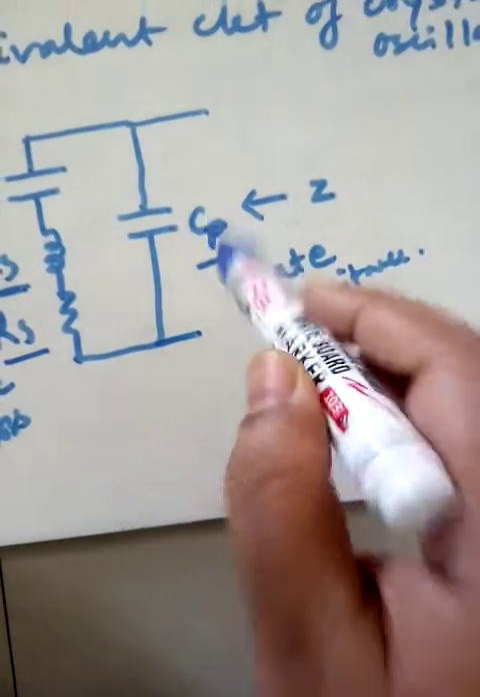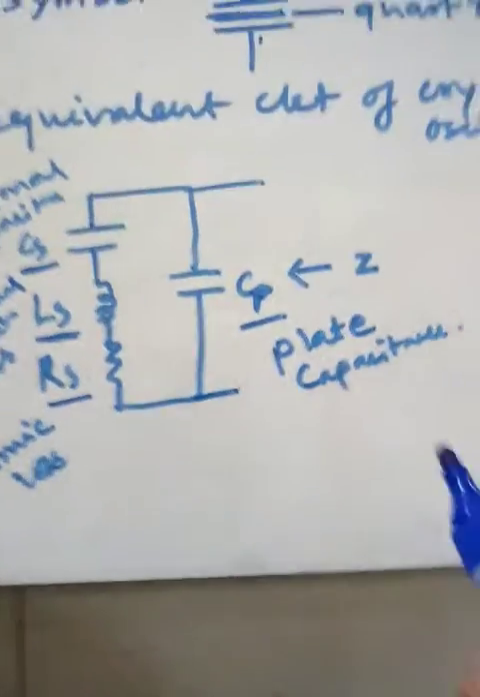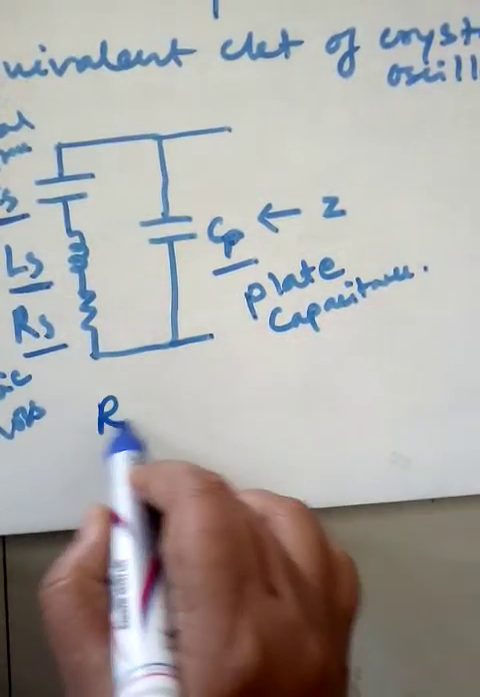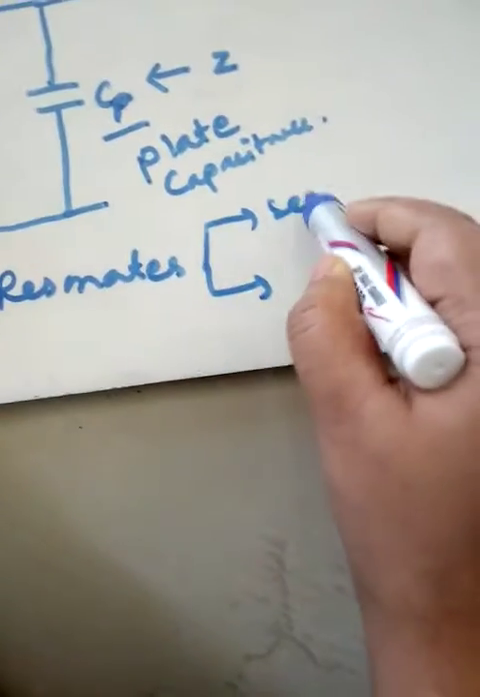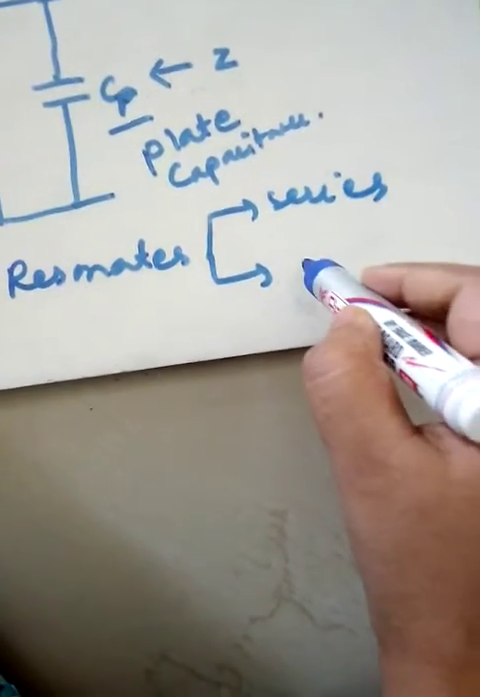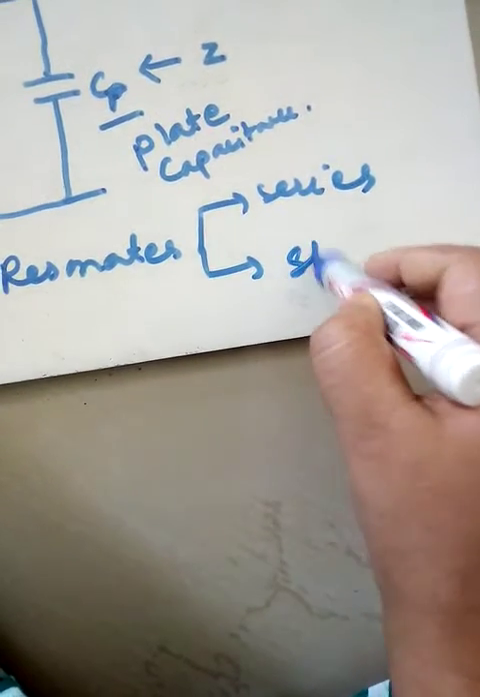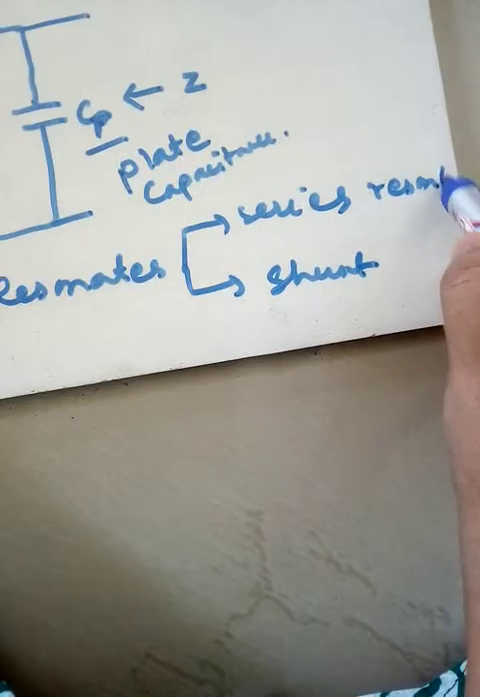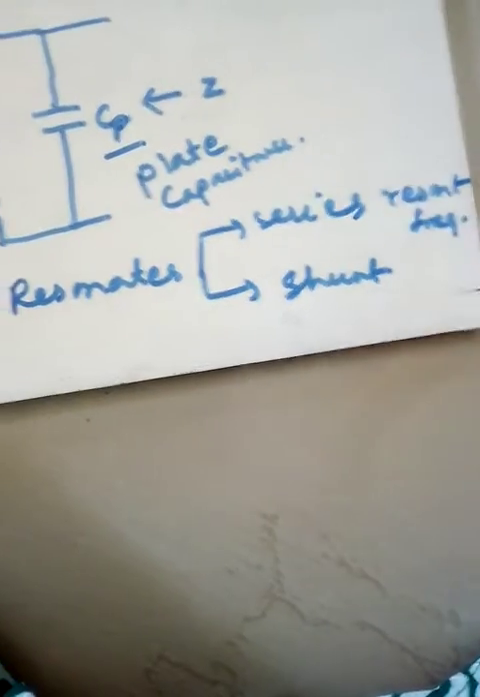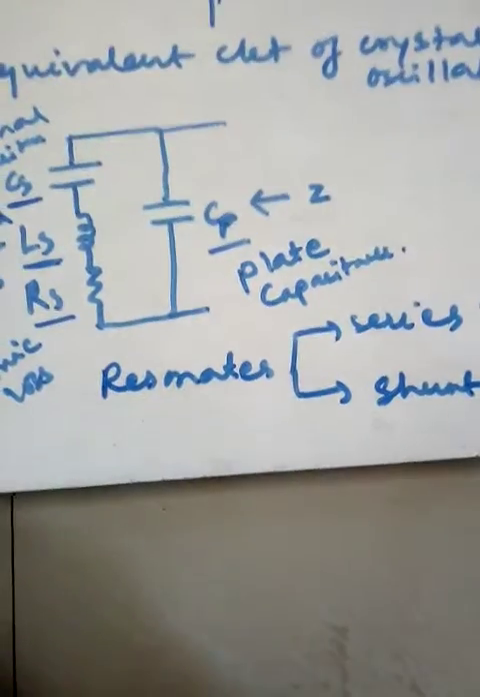Now the crystal oscillator resonates at two frequencies. One is called the series resonant frequency and one is called the shunt resonant frequency. Now let us see what the series and the shunt resonant frequencies are.